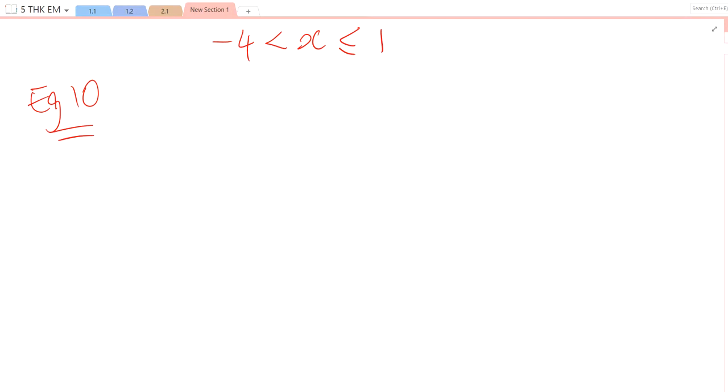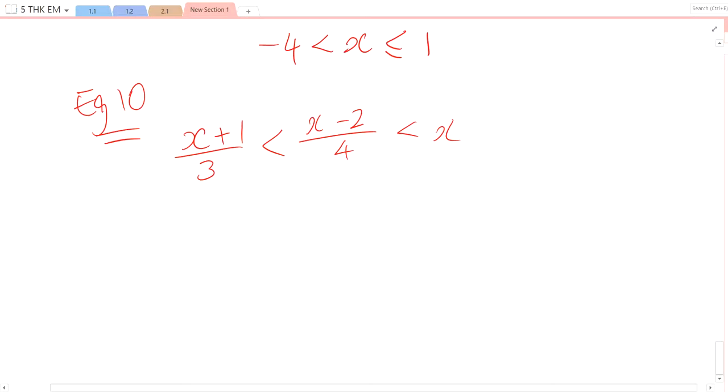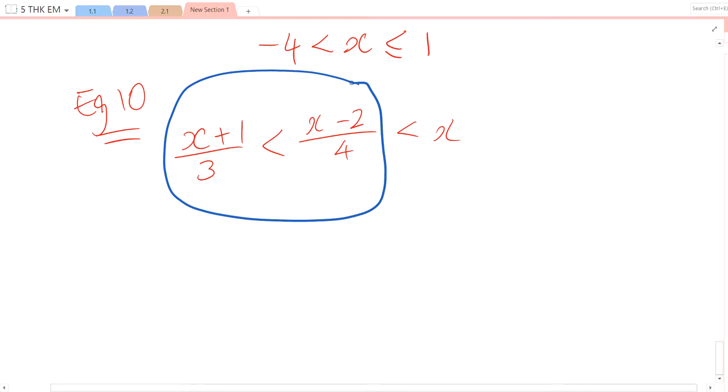This is what we have, a fraction: x plus 1 over 3 less than x minus 2 over 4 less than x. Okay? This time, you don't have one linear inequality and another. Then what are we going to do with this? We are not going to solve this gigantic inequality just like that. I'm going to separate them. Watch carefully. I'm going to separate this blue one. It is one linear inequality, right? Do you know how to handle this blue one?